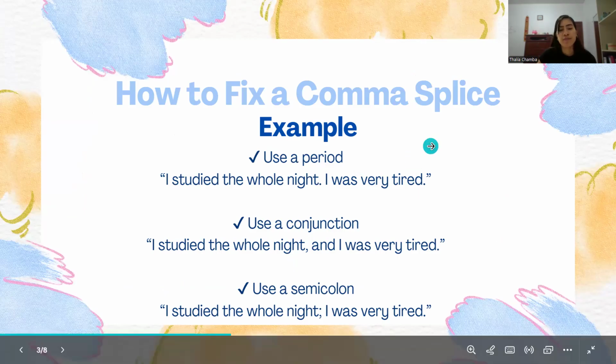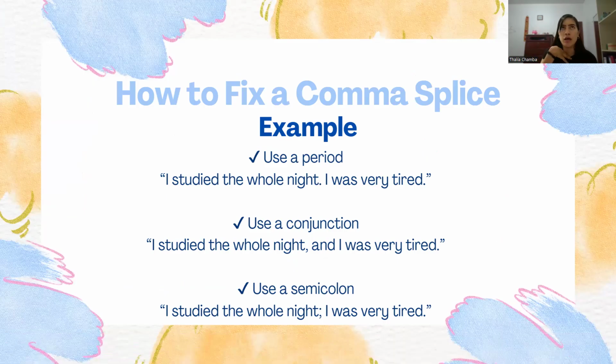One, two, and three. The first one is use a period. I mean, make two sentences, okay? I studied the whole night. I was very tired. Okay. This is the easiest way to fix a comma splice. Okay. Using a period. Now let's continue with the second method.